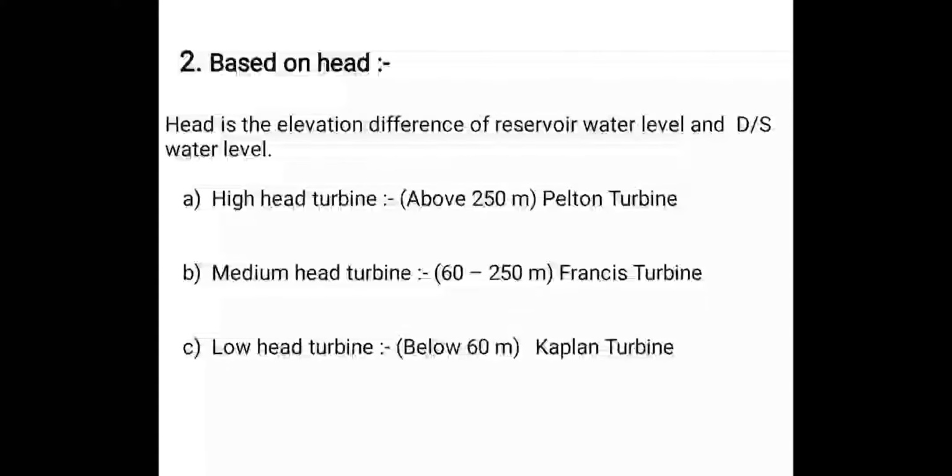Next is medium head turbine, in which the head is in between 60 meters to 250 meters. The example of medium head turbine is Francis turbine. And last is low head turbine, in which the head is below 60-meter height. The example of low head turbine is Kaplan turbine.